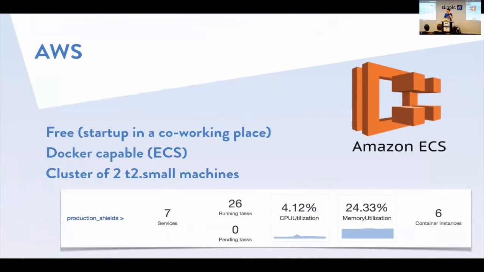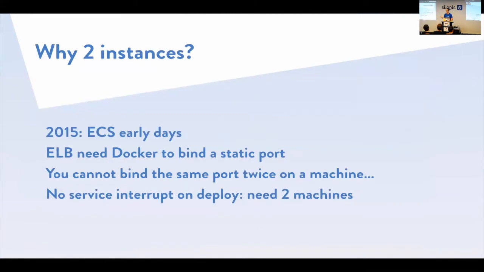I'm like a network geek, so it was just a pleasure to see what you can do in AWS, VPC network. You can build your subnets, put your router wherever you want. It was a pleasure. We were on Docker, so AWS has ECS, so we started with that, with a small cluster of 2 T2.small machines. So why do you need 2 instances?